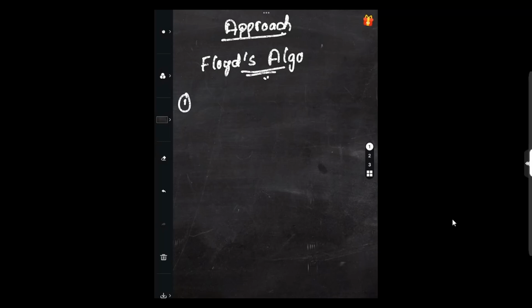Let's come to the first step of the approach. First we will have 2 pointers, one slow and one fast. We will set both the slow and fast pointers at the first element, nothing but nums of 0, the element present at the first index.